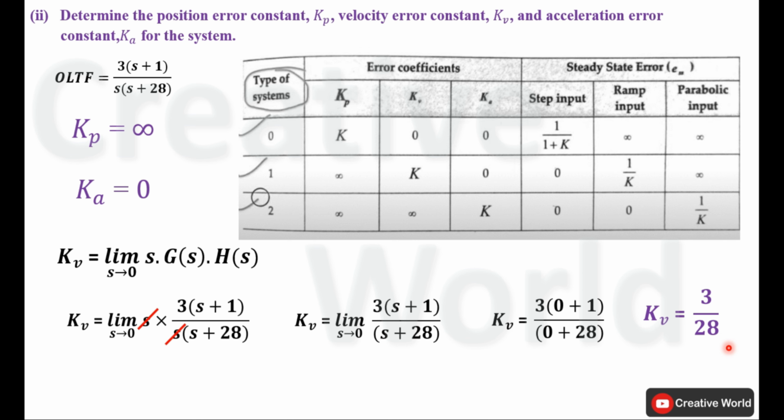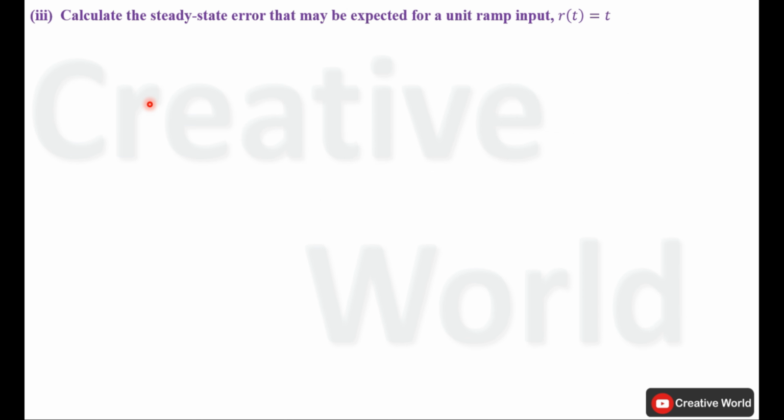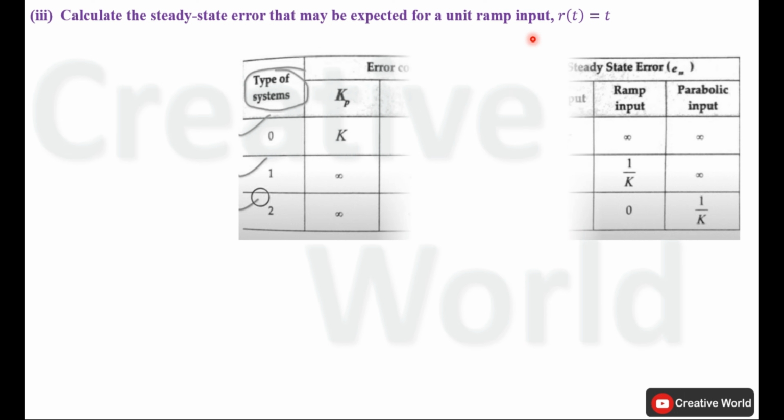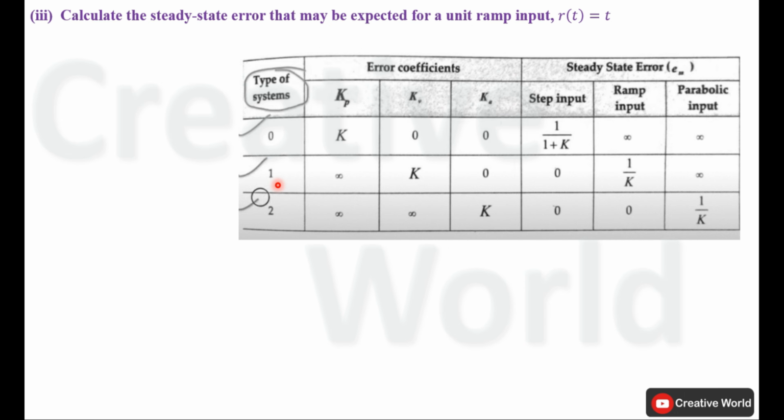Now we will move to the third part. In this part, it is asked to calculate the steady state error that may be expected for a unit ramp input. Again we will use that table. Inside this table, for type 1 systems, the steady state error for the response of a step input signal is 0 and for a parabolic input signal is infinity, while for the ramp input signal it is 1 divided by Kv that we have calculated in the second part.